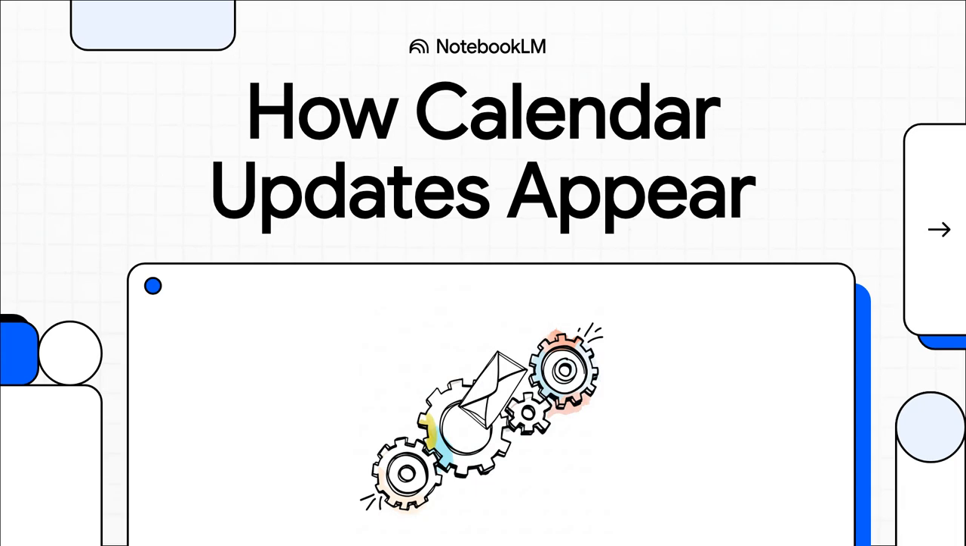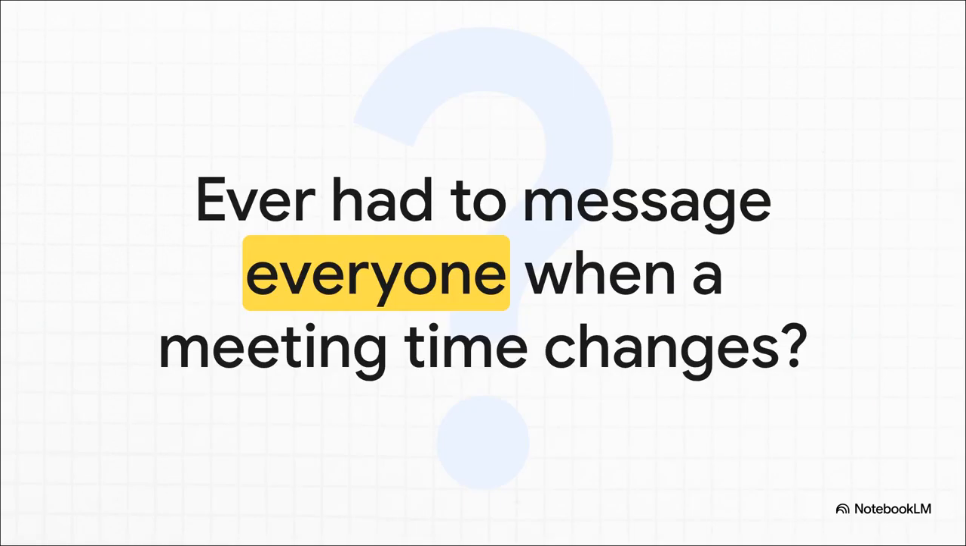You know that feeling. A meeting gets moved, and like a second later, an update just magically appears on your calendar? It's so fast, it feels like actual magic. Well, in this explainer, we're going to pull back the curtain and see exactly how that little digital magic trick is done.